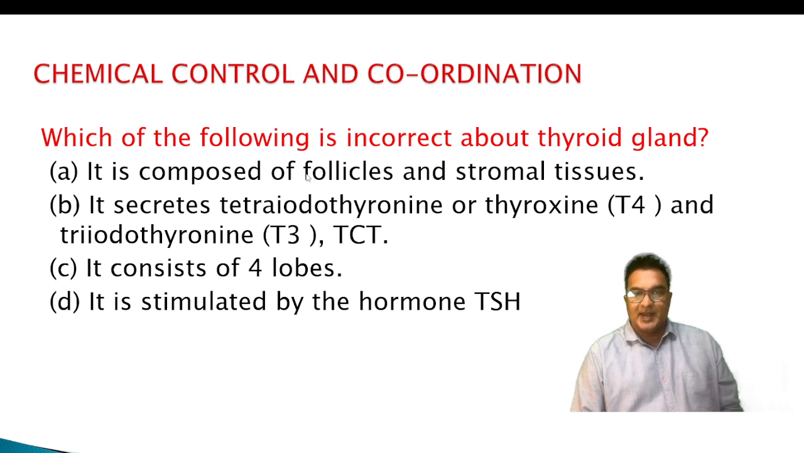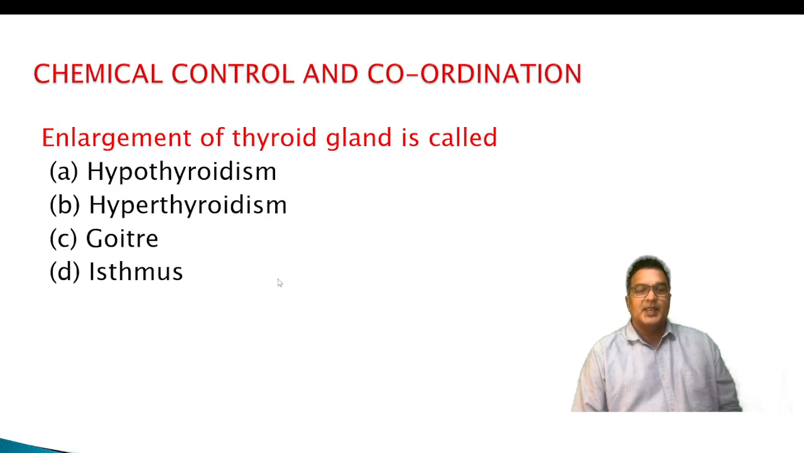The thyroid gland is made of follicles and stromal tissue, correct. It secretes T3, T4 and TCT, thyrocalcitonin. It consists of four lobes. Actually, four lobes is a characteristic feature of the parathyroid gland. So, in that angle, we can say it is a parathyroid gland feature. They are asking which is incorrect about the thyroid gland: it consists of four lobes.